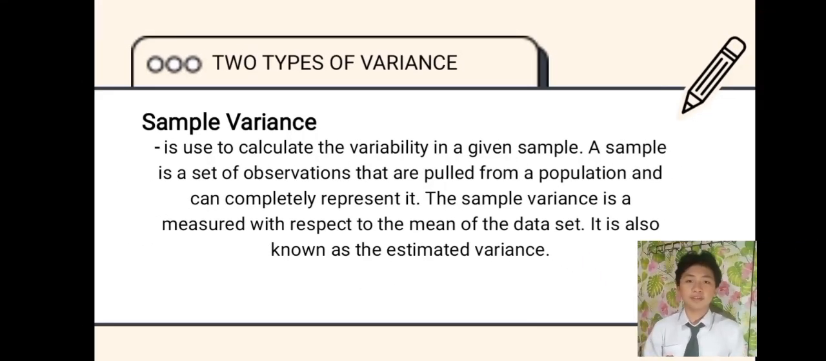The two types of variance. First, sample variance. Sample variance is used to calculate the variability in a given sample. A sample is a set of observations that pull from a population and can completely represent it. The sample variance is a measure with respect to the mean of the data set. It is also known as the estimated variance.